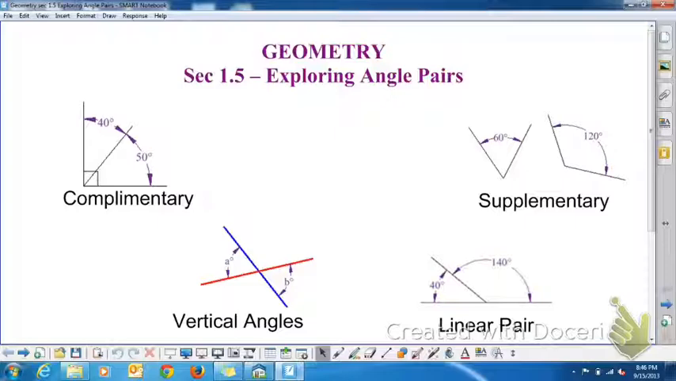Vertical angles that are formed by two intersecting lines. Their relationship is that they are congruent. And linear pair, this is a special pair of supplementary angles that form a straight line.